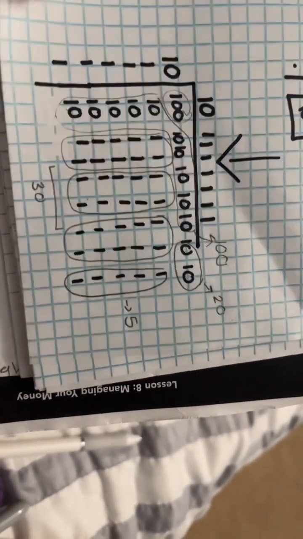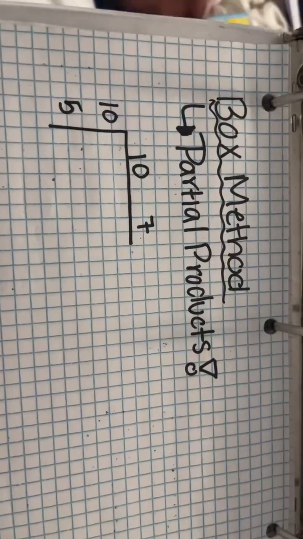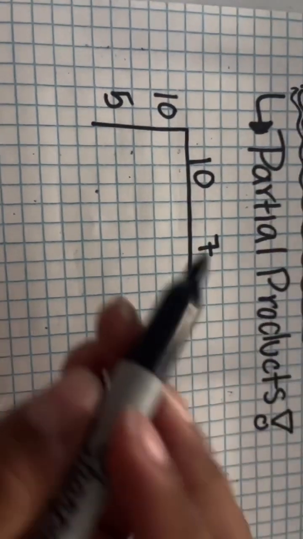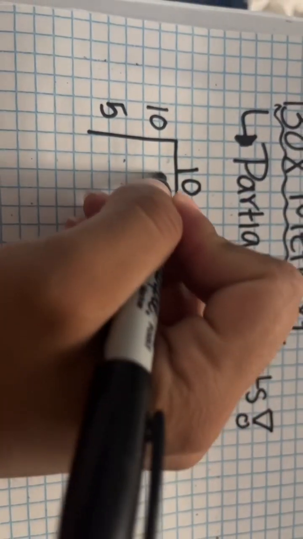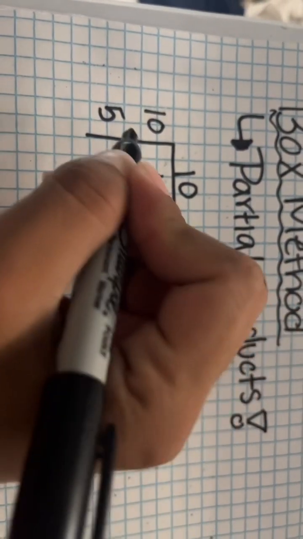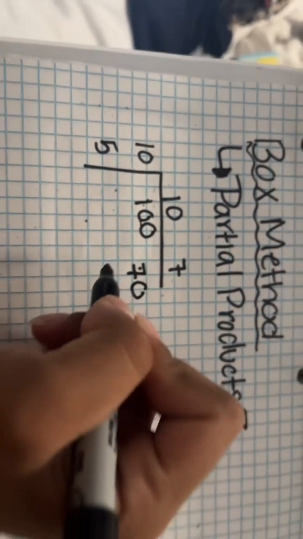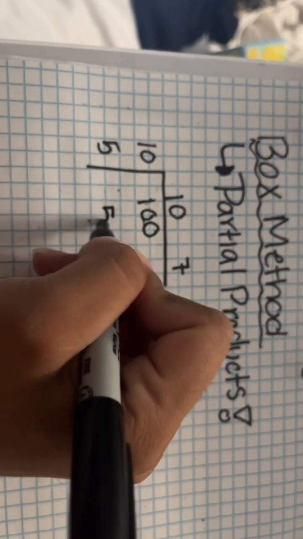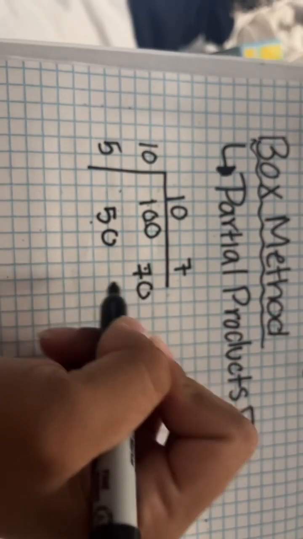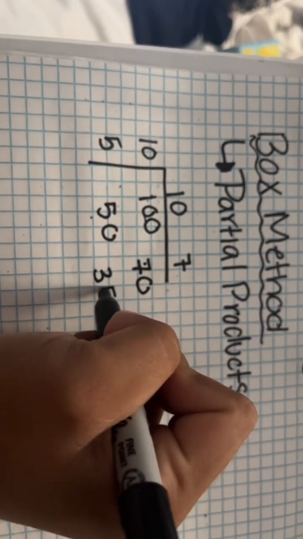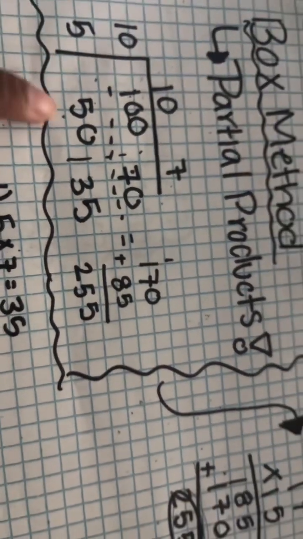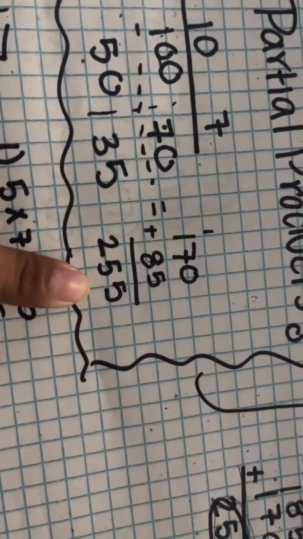It is very easy to get confused, which is why we can move on to the box method, also known as partial products. Here we'll do 10 times 10 is 100, 10 times 7 is 70, 10 times 5 is 50, 5 times 7 is 35. When you add up all the products, you get 255.